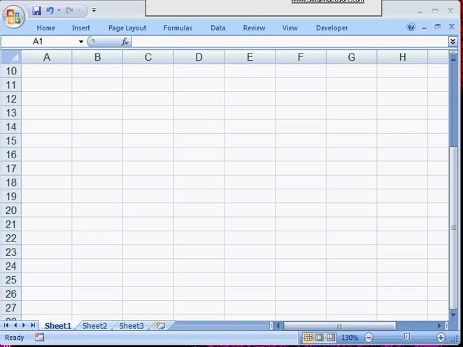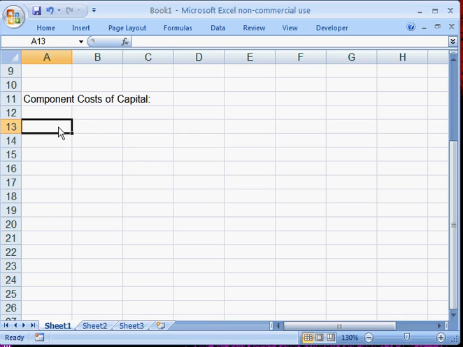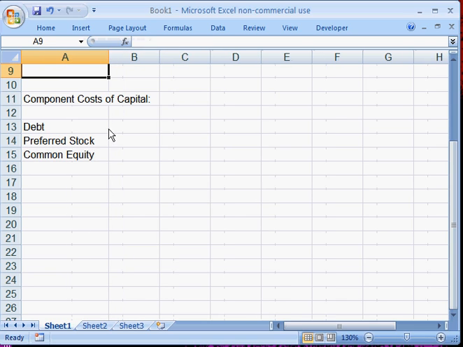So the three component costs of capital, and I'm typing in Microsoft Excel, include debt, preferred stock, and equity. And I use common equity instead of common stock because common equity actually does include your retained earnings, which belongs to the common, as well as common stock.